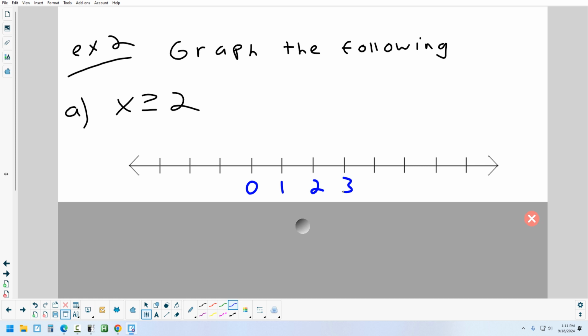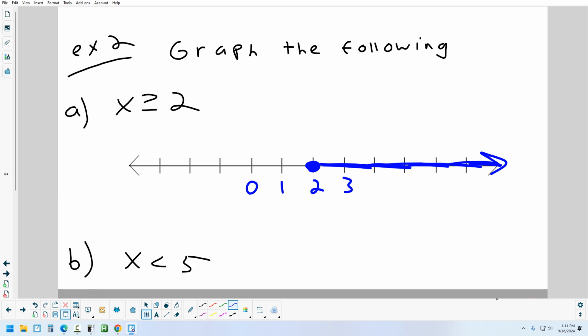Okay, what kind of circle do I need on the graph? A closed circle. And shade to the right. Is that right? Yeah, shade to the right. This is unbounded. Unbounded means it's going to have an arrow that just keeps going.